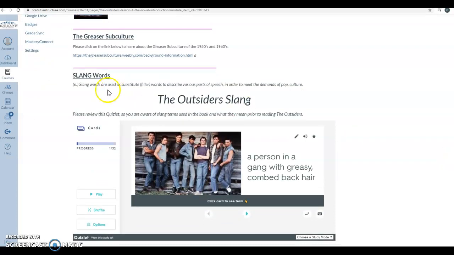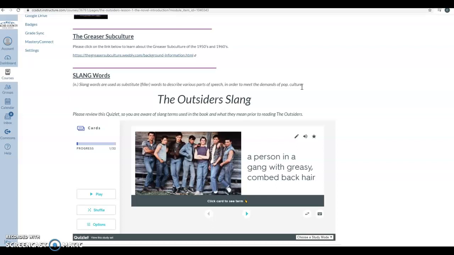Now, the book has a lot of slang words. Slang words are used as substitute filler words to describe various parts of speech in order to meet the demands of pop culture. Now, that's a lot of information. So think about slang words that we use in today's culture. So kids are running around saying, oh, wow, that's so lit. So, you know, meaning something's awesome, or man, that's fire, or savage, right? And you know what those words mean because you've heard them a lot. That's slang. Back when I went to school, it was cool to say words like gnarly and cowabunga, dude, right? I don't think we use those anymore, but mostly influenced by Teenage Mutant Turtles.